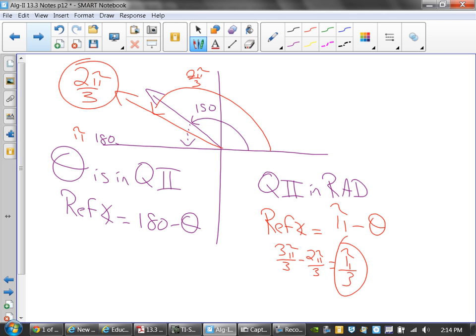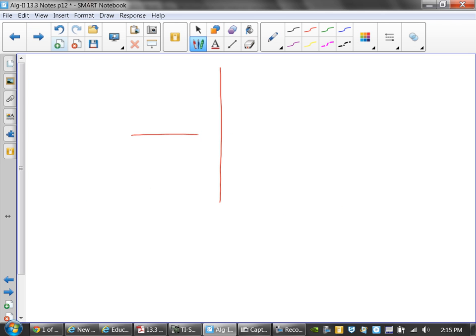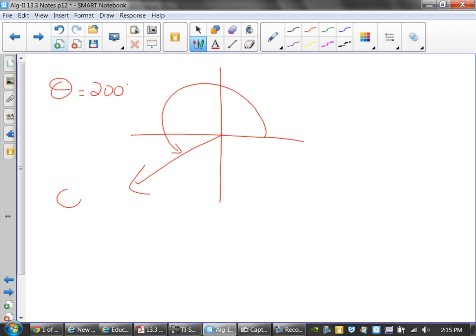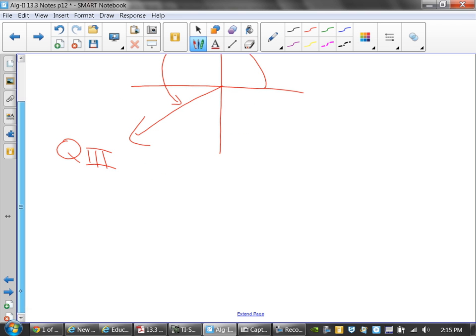All right, let's look at quadrant 3. When I'm in quadrant 3, let's say theta is 200. It's in quadrant 3. If it's 200 degrees, how far off of 180 is it? 20. It's 20. What did you do? Theta minus 180, yeah, that's exactly right. If I'm in degrees, to get the reference angle in degrees, you take your theta, subtract 180.